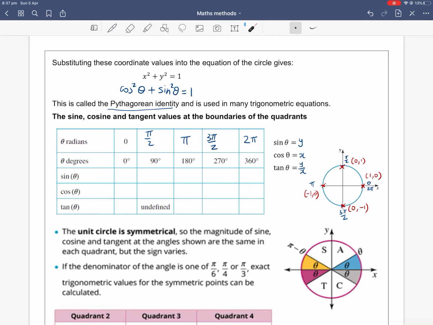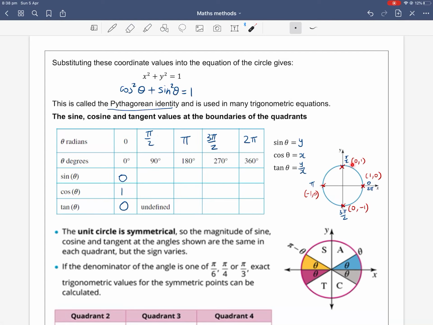So if sine is the y coordinate, then at 0 degrees our y coordinate is 0, because it's 0 up. The cosine is the x, so cosine is the horizontal point at 0 degrees. Our x value is 1, so cos of 0 is 1, and tan is sine over cosine, so we have 0 divided by 1, which is 0.